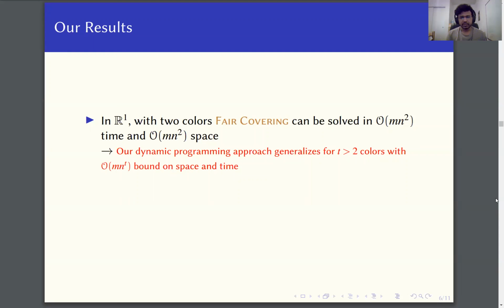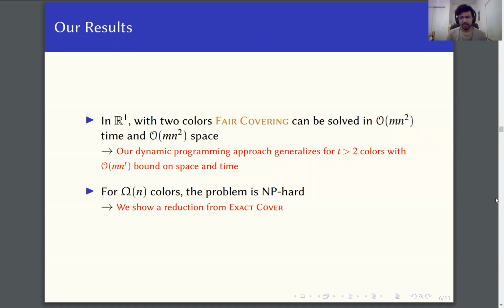Our dynamic programming algorithm generalizes for a higher number of colors with running time O(mn^t), and it has the same space bound. When the number of colors is large, in particular for Omega(n) colors, we show that the problem is NP-hard. We show a reduction from the well-known exact cover problem.